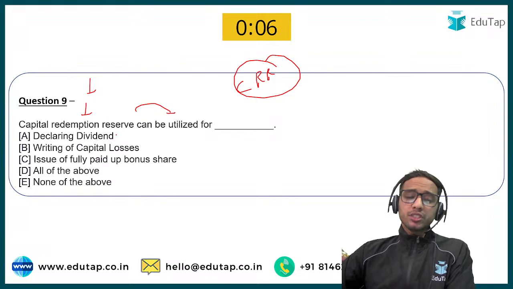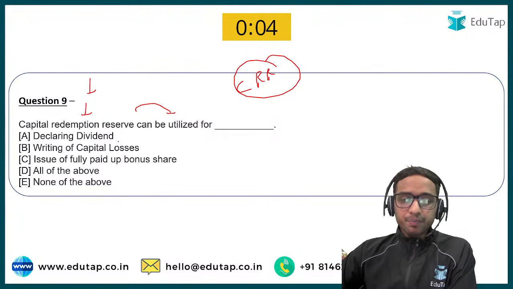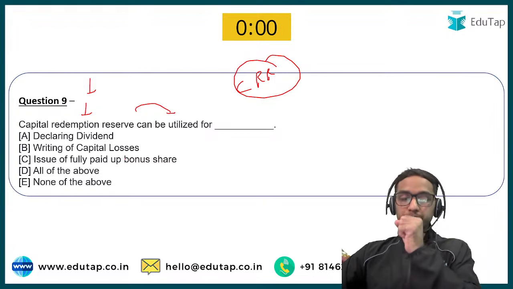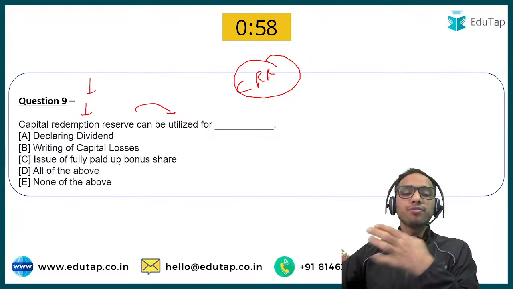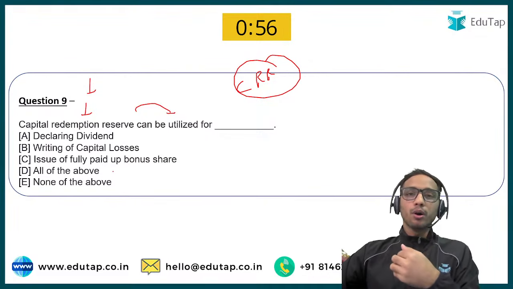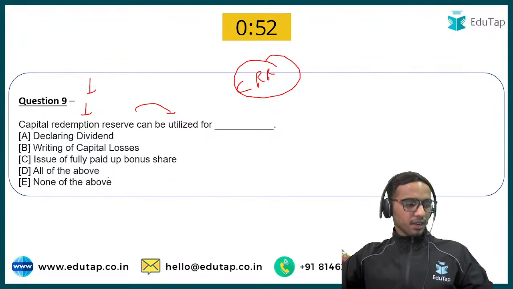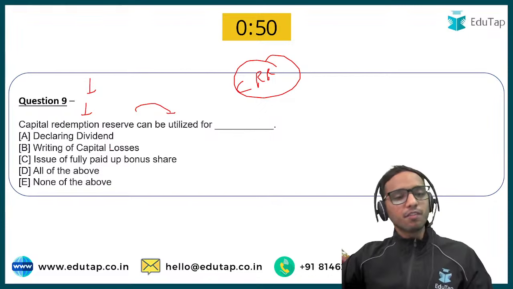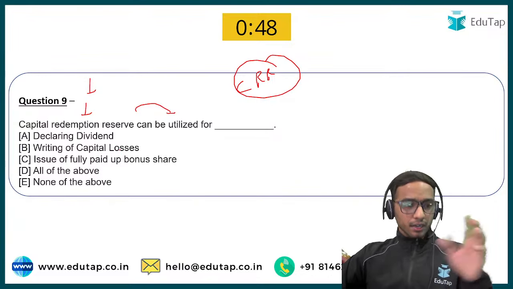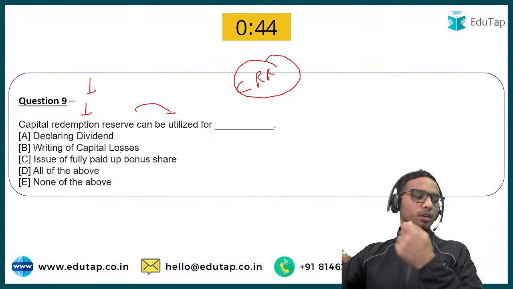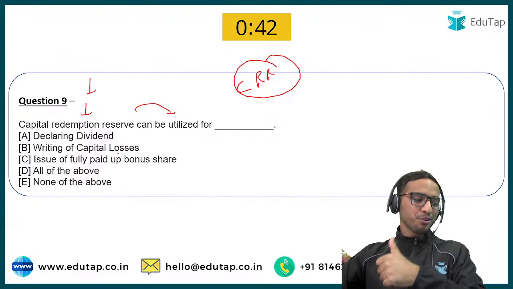Can it be used in declaration of dividend? Can it be used in writing off capital losses? Or might it be used in issue of fully paid up bonus shares? Or the option should be all of the above or none of the above. Let me check in the chat section. Yeah, very good, Mansi. When preference shares are redeemed, then we prepare the capital redemption reserve. Tell me the answer to this question. Okay, Mansi has given me the answer. Yes, Pallavi also, Dhaval also, and every one of you is correct here.